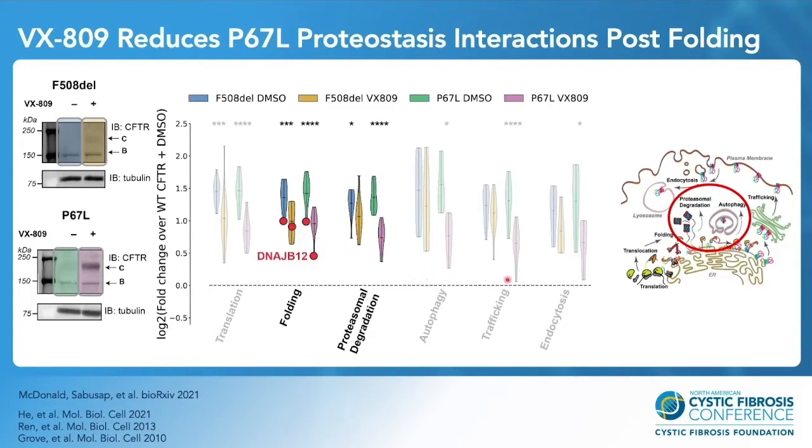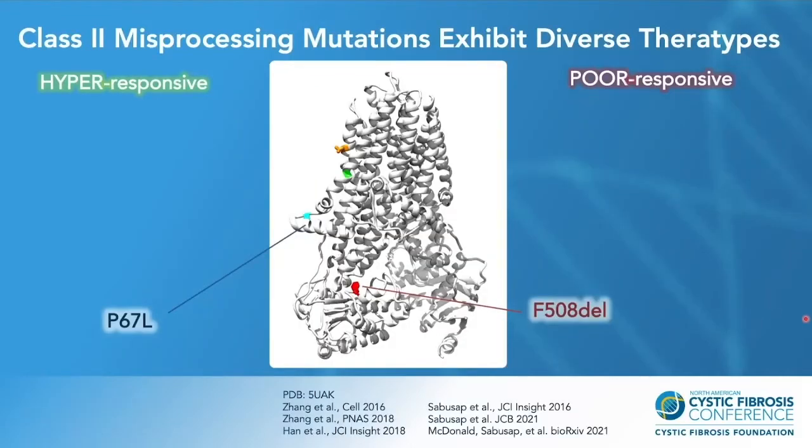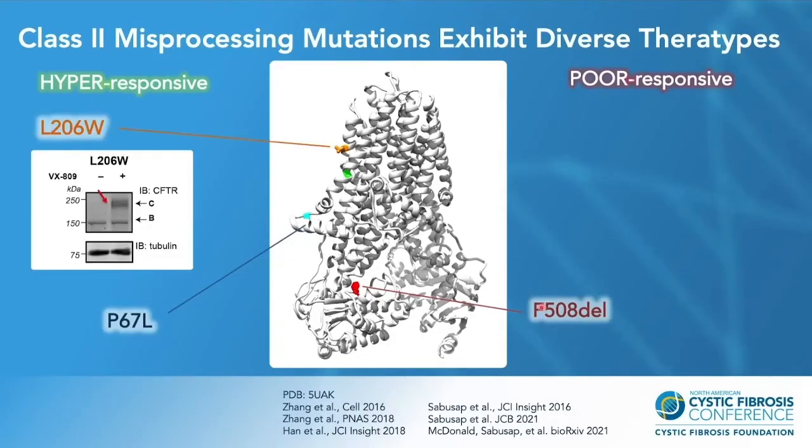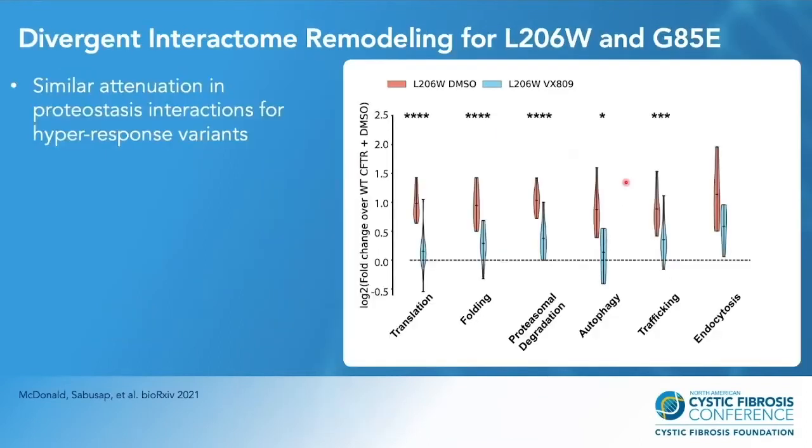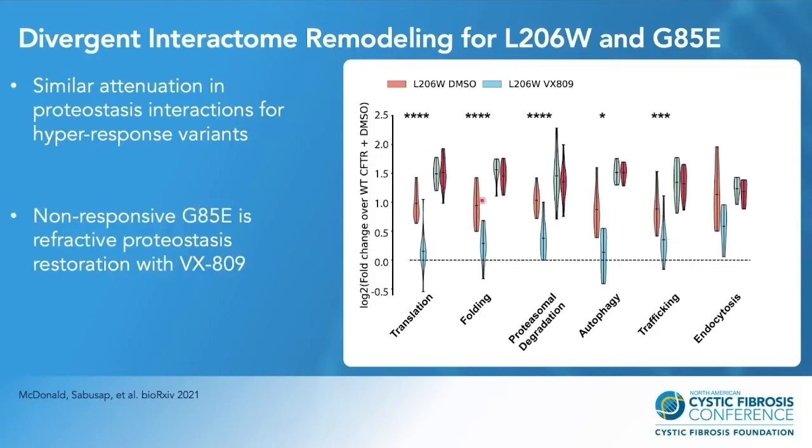You just saw data for P67L and delta F508, but how generalizable are these observations to other mutants? So for this purpose, we also looked at L26W as another hyperresponder, and G85E, which is completely non-responsive. We saw similar attenuation of protein interactions across the board for the hyperresponsive L26W with all pathways. On the other hand, G85E was completely refractory to VX809 and maintained the same high interactions across the board.